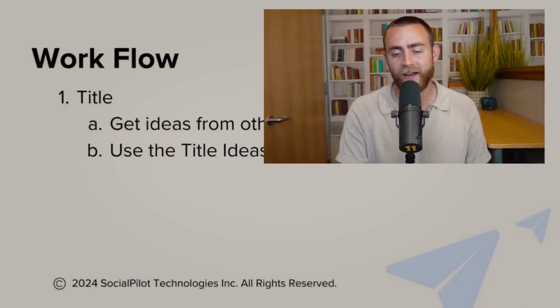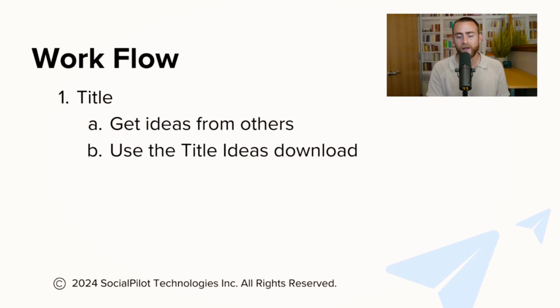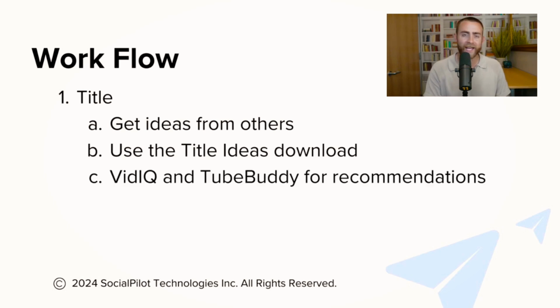If you mix and match and change up, you could really create an infinite amount of titles from this list of 25, and that should give you a huge jump start when it comes to coming up with titles. And then number three, or I guess letter C, I should say, for coming up with titles is to use tools like vidIQ or TubeBuddy for recommendations. These are two very popular YouTube analytics softwares that you can use to get recommendations and title suggestions for your YouTube videos. But again, we are going to start with the title.